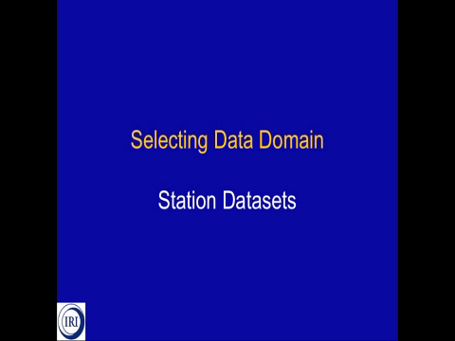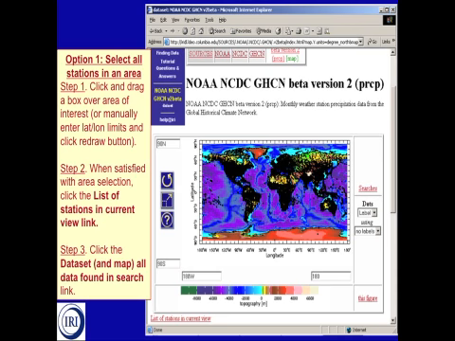Okay, so now let's talk about selecting a data domain in a station data set. So there's one really key difference. In a station data set, instead of selecting a spatial domain, you're really selecting stations.